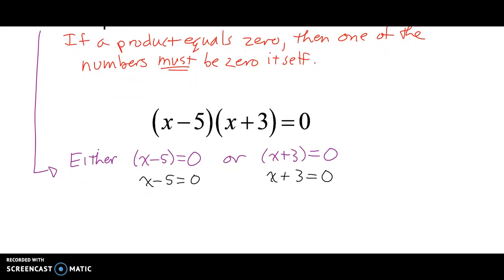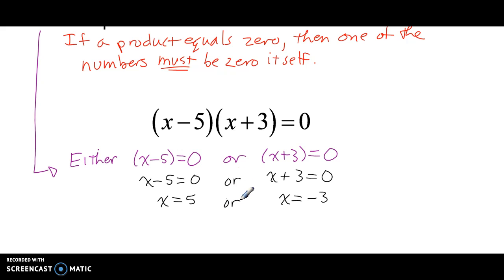And those are much smaller equations. So those equations are really simple. This first one here, x minus 5 equals 0. You just add 5 to both sides and you get x equals 5. Second one over here, x plus 3 equals 0. You just subtract 3 on both sides. You get x equals negative 3.